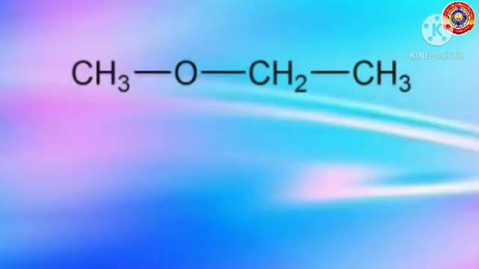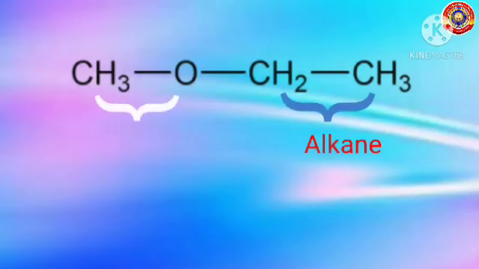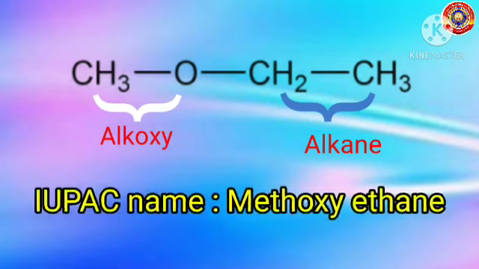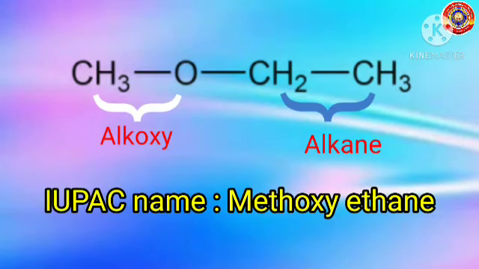Understood? Let us see the next compound, CH3OCH2CH3. The number of carbon atoms present on the right side of the O group is 2 and that of left is 1. And we know that the longest alkyl group is taken as alkane and the shortest alkyl group as alkoxy group. So the IUPAC name of the compound is methoxyethane. Is that clear? Now did you understand how to write the IUPAC names for alkoxy groups?